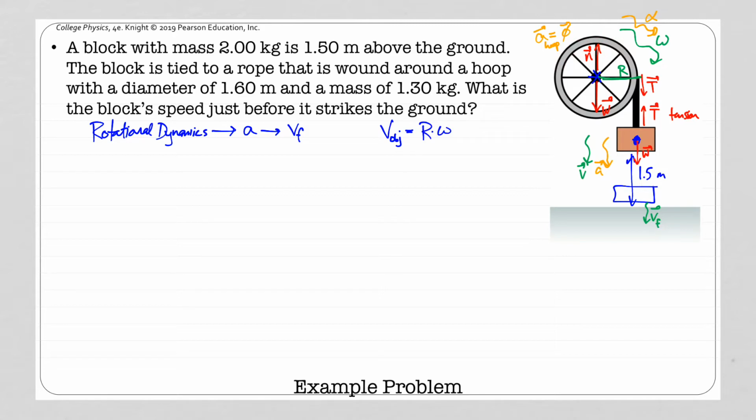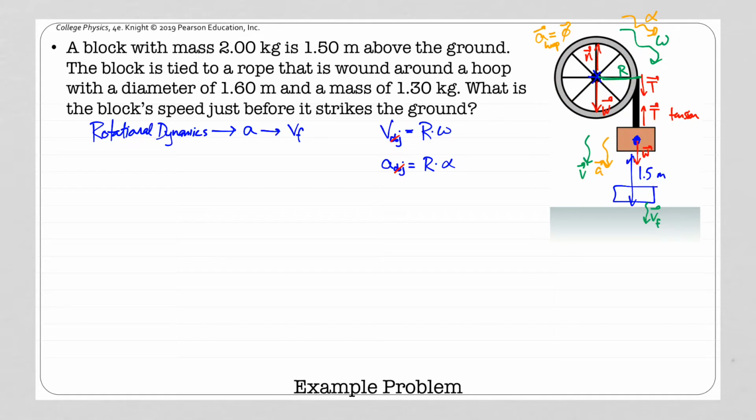We can also say that the acceleration of the block as it falls is going to be r times alpha, the angular acceleration of the hoop, and the radius of the hoop there. For the sake of simplicity, I'm going to drop the subscripts for those. I'm going to use v and a for the block, and I'm going to use omega and alpha for the hoop.